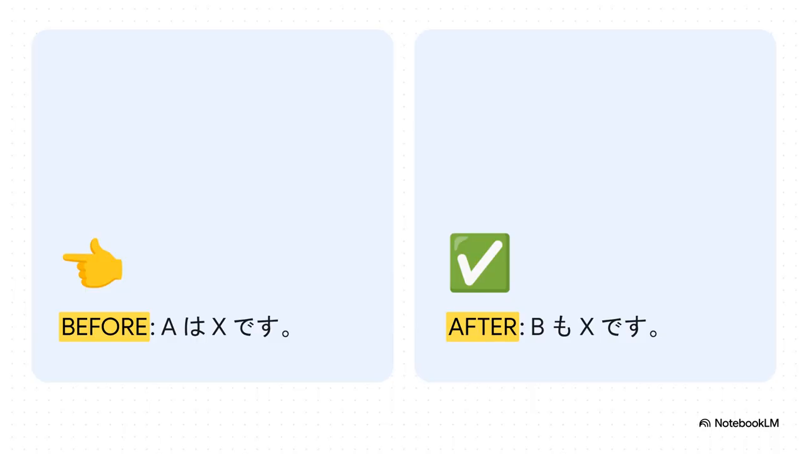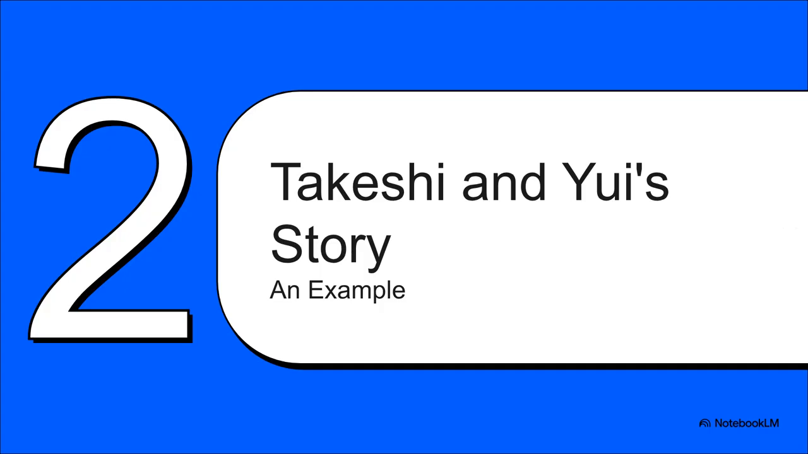Your basic sentence is A wa X desu, right? But when you want to say, hey, B is also X, you just do the swap. It becomes B mo X desu. See? It's just a direct replacement. That's the magic. Okay, enough with the abstract A and B stuff. Let's see this thing in action, in the real world.